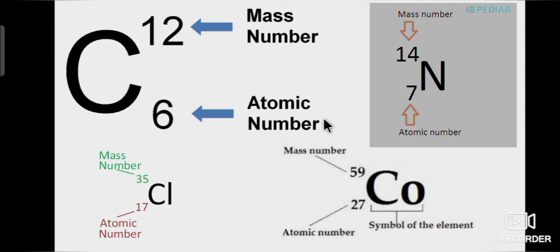Let's see some more examples. Capital C is the element symbol for carbon. 6 is the atomic number. 12 is the mass number of carbon. Then capital N is the element symbol of nitrogen. 7 is the atomic number of nitrogen. 14 is the mass number of nitrogen. Then Cl is the symbol of chlorine. 17 is the atomic number of chlorine. 35 is the mass number of chlorine. Then capital C small o is cobalt. 27 is the atomic number. 59 is the mass number. So a symbol is denoted in one letter or two letters. In the symbol of an element, the lower number is the atomic number and the upper number is the mass number.